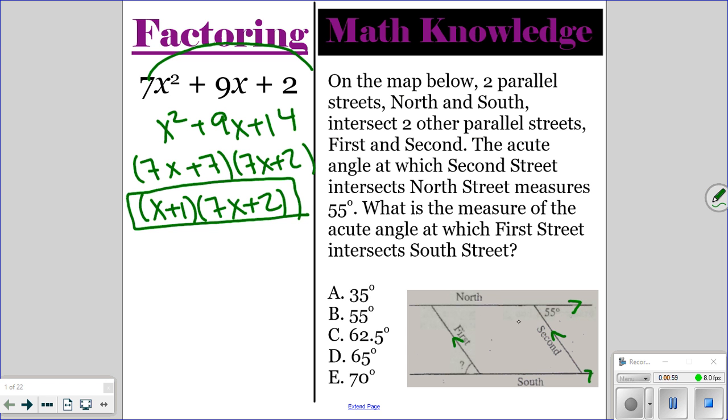So if this is 55 degrees, this angle here is going to be 125. So this angle here is going to be 125 because opposite angles are congruent on a parallelogram. And so if this is 125, this angle here is going to be 55 degrees. So that'll be your answer.